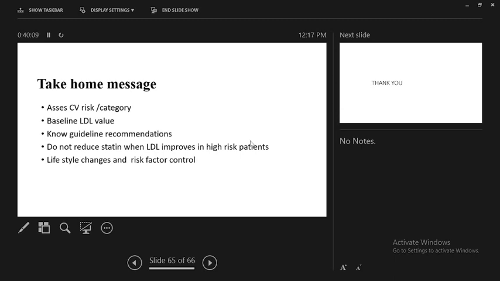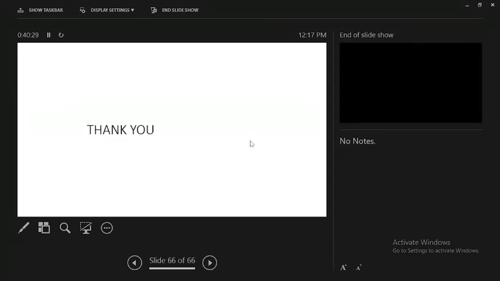So my take-home message: know the cardiovascular risk and the category, know the baseline value, and know the guideline recommendation. This is very important. Don't just treat patients as it is. Do not reduce statin when the LDL improves in high-risk patients. The lifestyle changes and the risk factor control are very important.